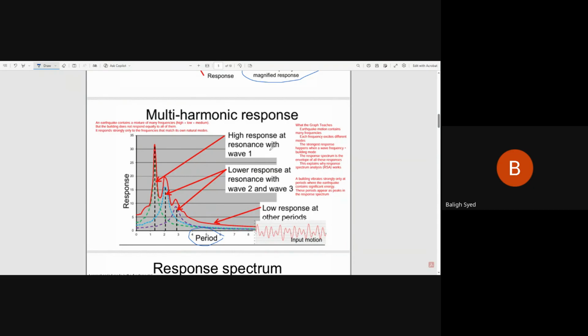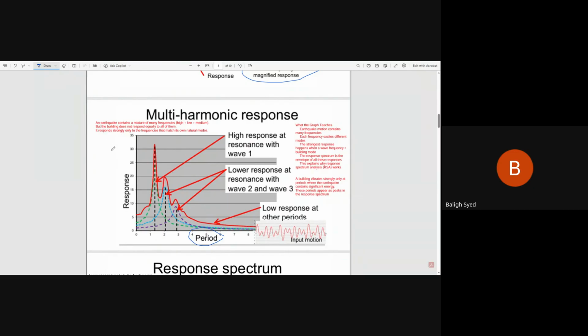High response: resonance one, at resonance with wave one. You see there is a significant spike. Why is this spike coming? Because of the resonance. That's the only reason. The other reason is that the system frequency matches the frequency of the excitation. Whoever is exciting the system has the same frequency as the system's inherent natural frequency. That's why we are seeing the big spike, and then we are seeing the decay, then further decay, then further decay, and then it dies out. And this is the input motion for the system, right?